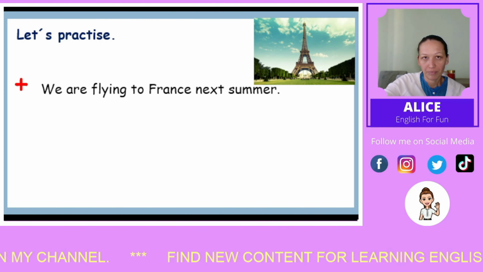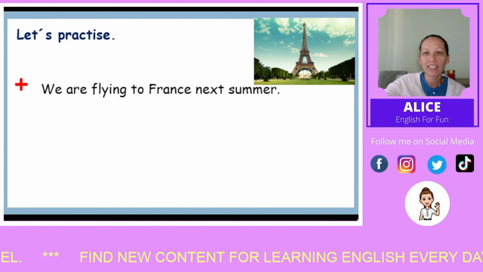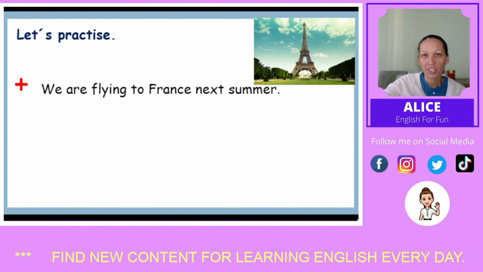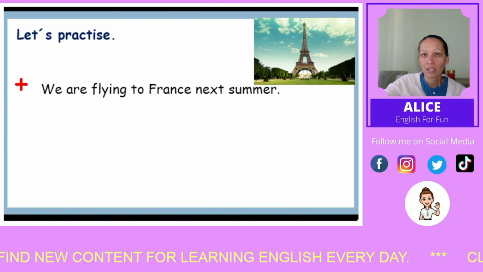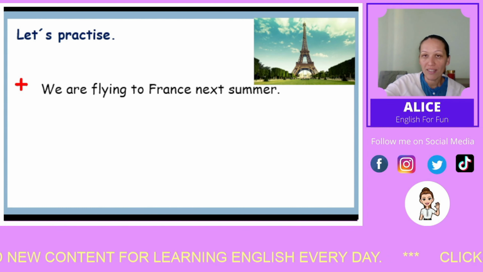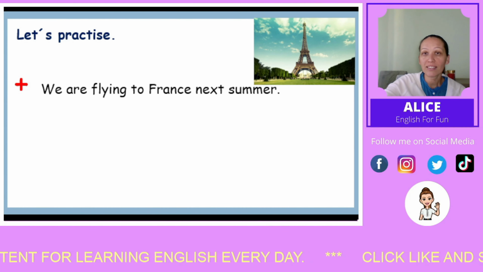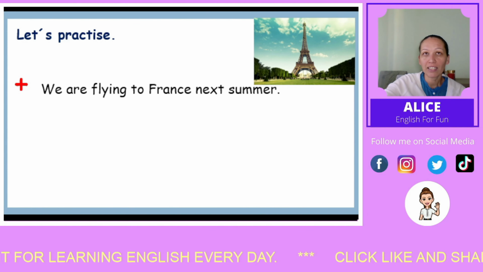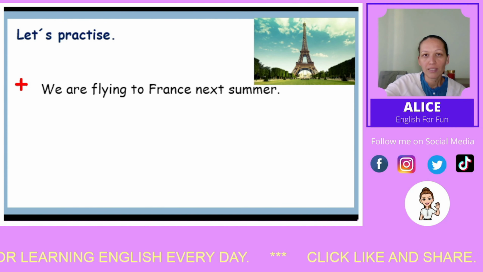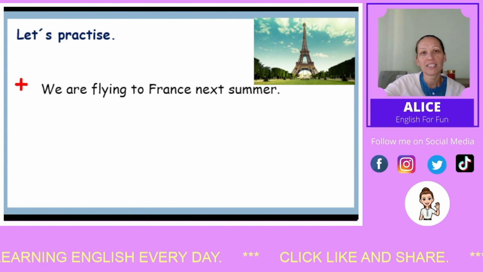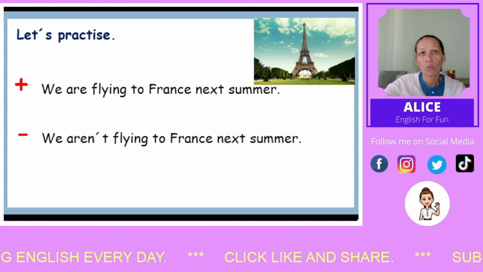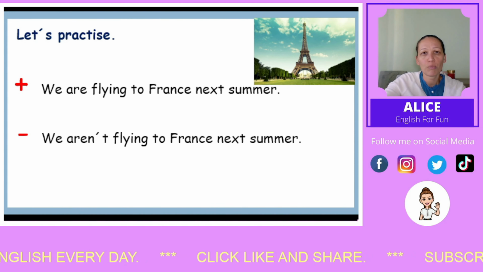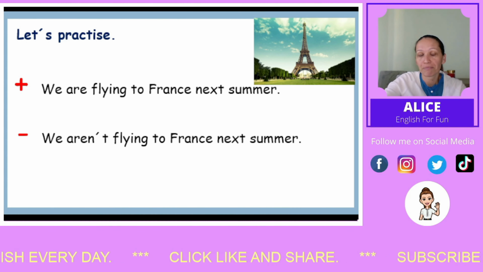Let's move on. We're flying to France next summer. So here we're talking about an arranged or planned action. So we're planning to go to France next summer. If we want to make a negative sentence, we should say, we aren't flying to France next summer. No, we're not flying to France next summer because we're flying to England.